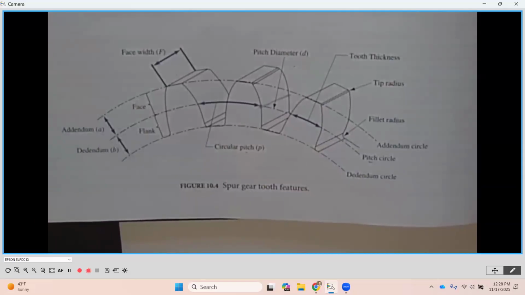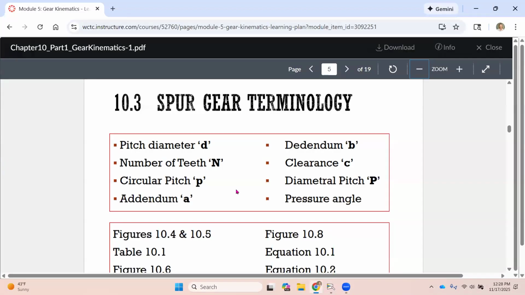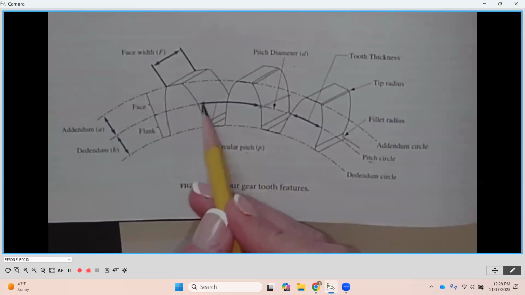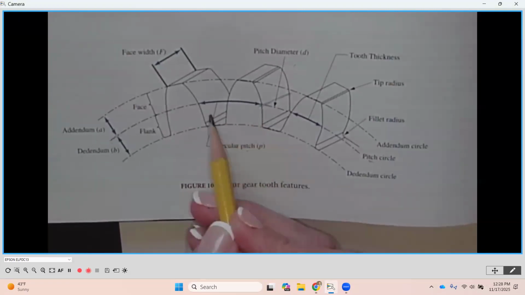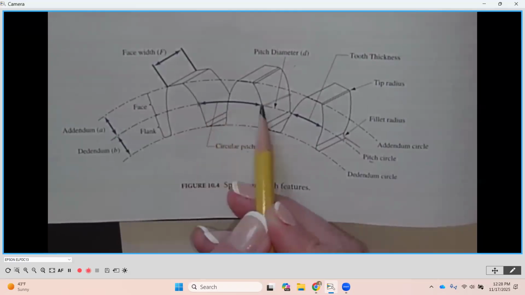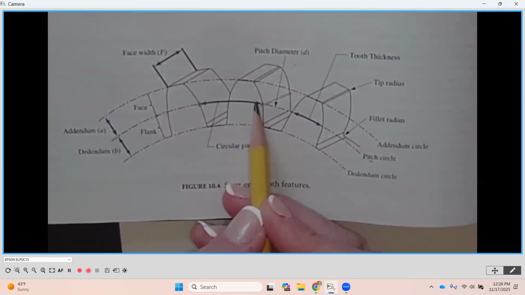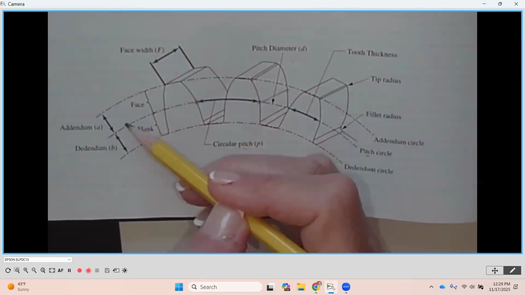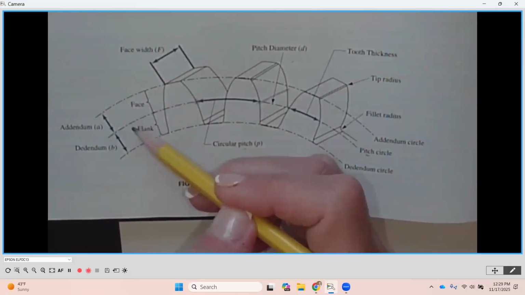Okay. Let's go back to our PowerPoint and just see where we're at here, see what we've talked about. So we've talked about pitch diameter. We've talked about addendum, dedendum. We didn't talk about clearance, number of teeth, or circular pitch. So let's go back underneath. Circular pitch is going to be the distance along the pitch diameter from one point on a gear tooth to the very same point on the next tooth. Clearance is going to be the difference between the height of the addendum and the depth of the dedendum.